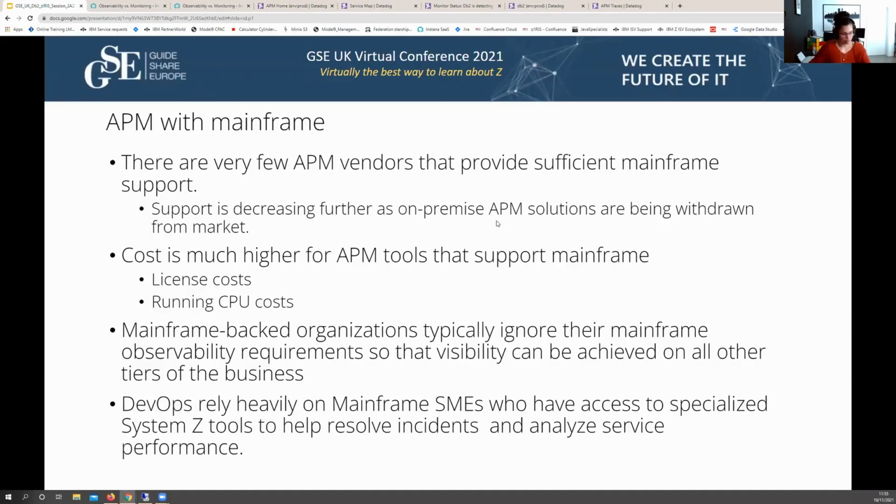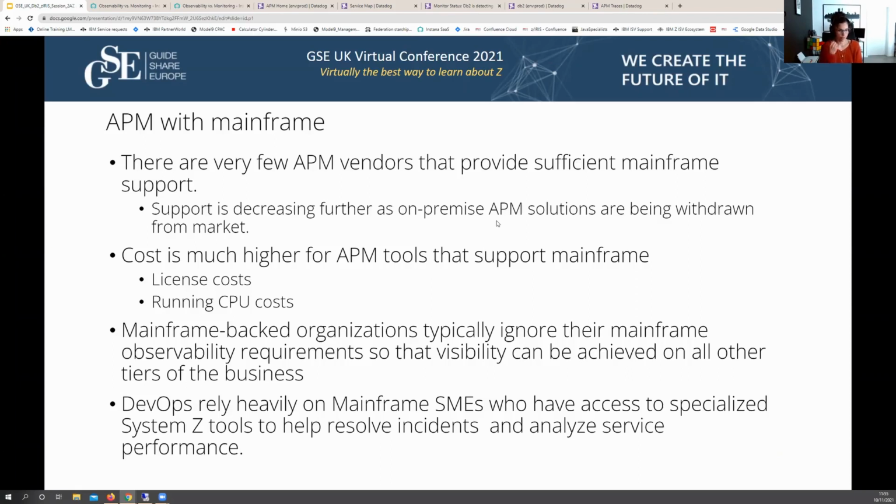APM in mainframe. I've mentioned some mainframe things now in the demo, but let's just talk about it. Let's be honest, guys. There are very few APM vendors that support mainframe. And those that do come at a cost. It's expensive to buy the licenses, it's expensive to run it. Typically, they're CPU oriented, typically, not always, but typically.